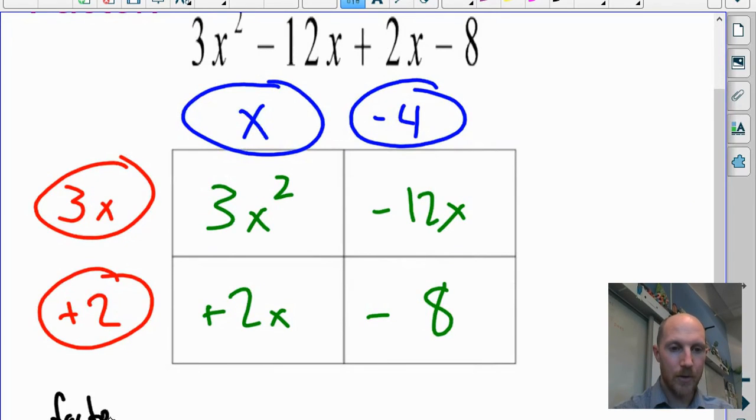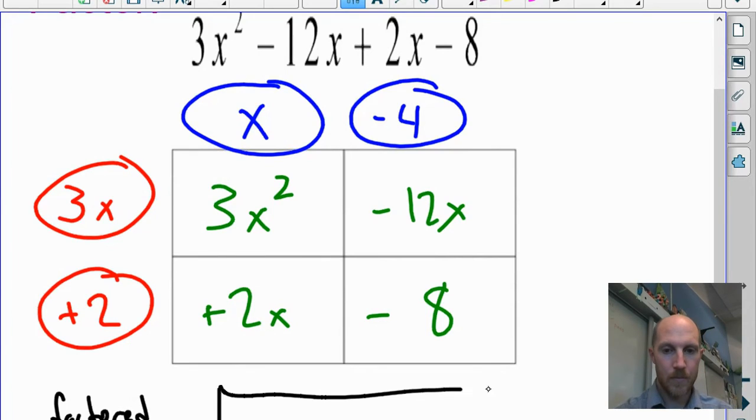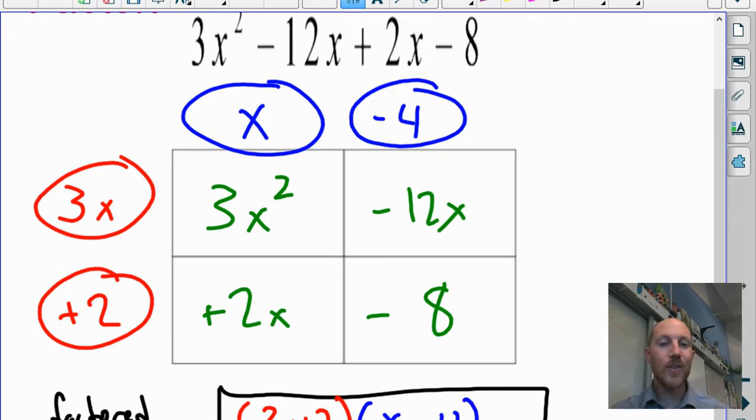Here is my factored form. I'm going to put those two red terms together inside one set of parentheses, so 3x plus 2, and then the two blue ones together, x minus 4. It does not make any difference.